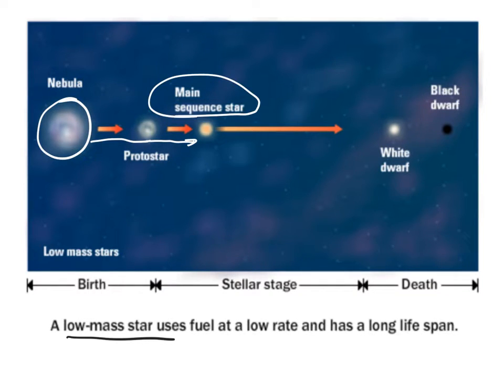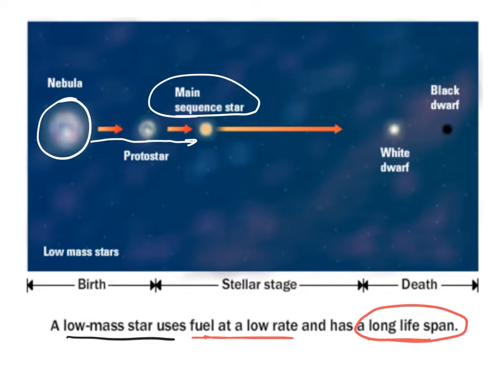Now, because it's low mass, that means that it's going to use its fuel at a low rate, and because it's using it at a low rate, they're going to have these long lifespans. And in fact, we have some of these stars that are burning, and we think they may have started right after the Big Bang. So they've been burning for about 12 billion years, and they're still burning through.